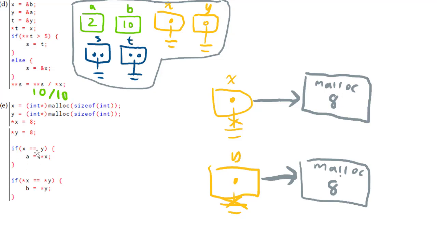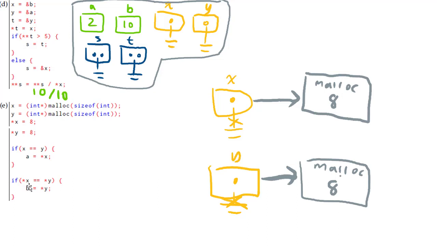in the next line, you compare if x is equal to y. Is the address of x the same as the address of y? The answer is no. So we can skip this part because x is not equal to y. The address of this one is not the same as the address of this one.